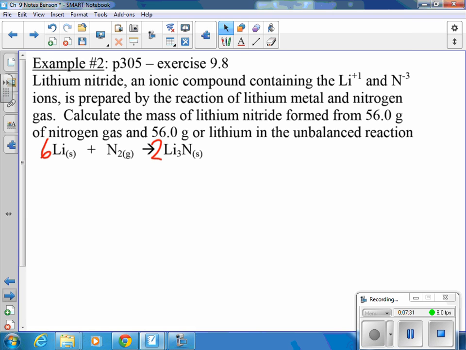Go back and read exactly what is given. So I am given, let's see, 56 grams of nitrogen and 56 grams of, this should be of, lithium.